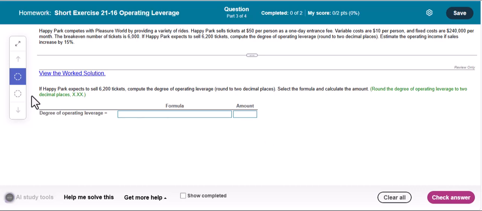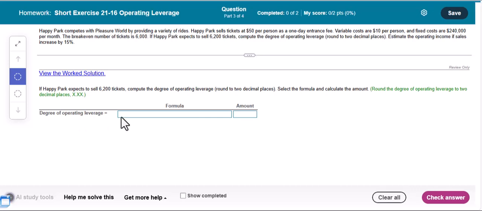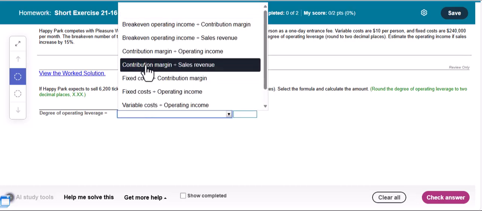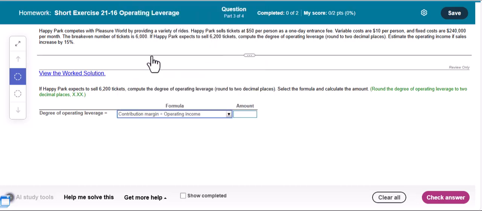So now for our first requirement, if Happy Park expects to sell 6,200 tickets, compute the degree of operating leverage. Round to 2 decimal places, select the formula and calculate the amount. Round the degree of operating leverage to 2 decimal places, they remind us. So first we're going to need our formula here for the degree of operating leverage. That formula is going to be contribution margin divided by operating income.